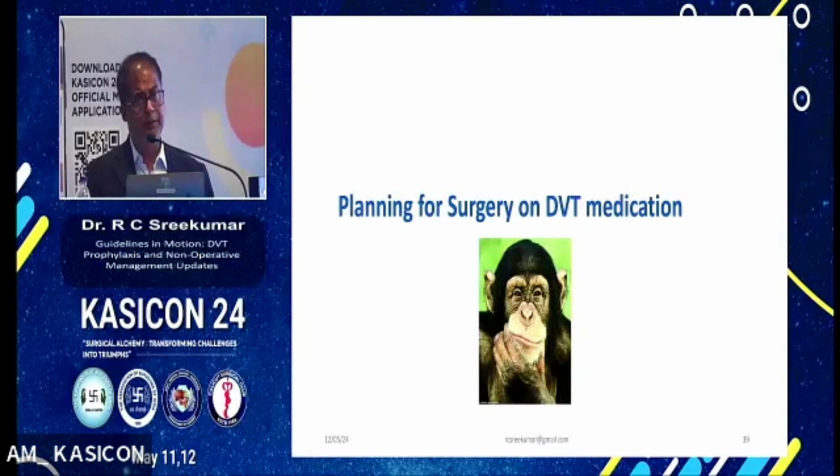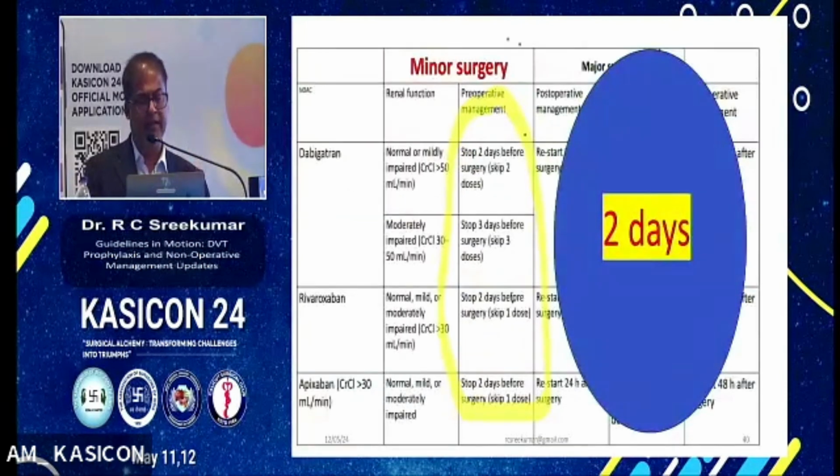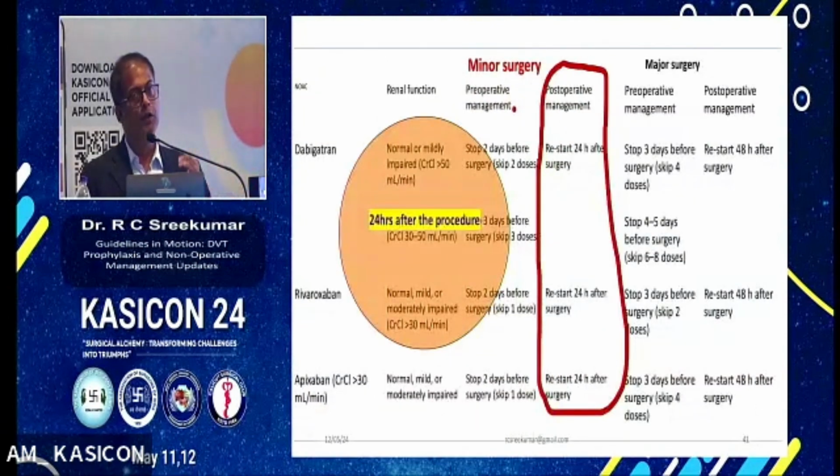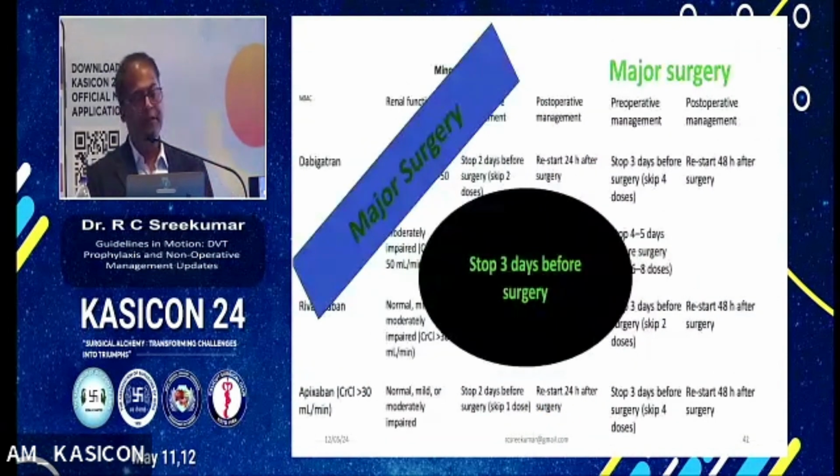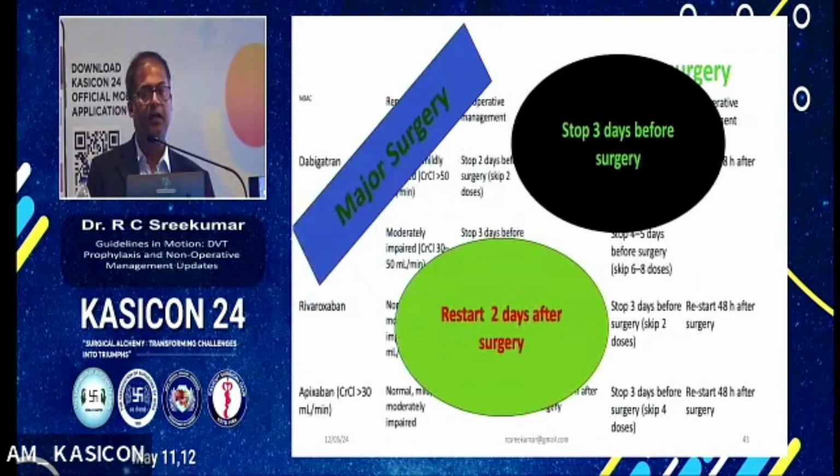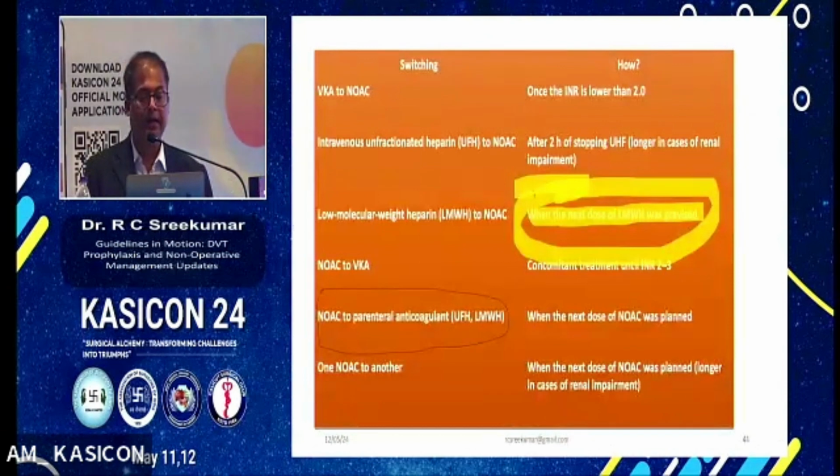If you're planning surgery in DVT patients, for a minor surgery, stop the medicines 2 days prior to the procedure and put the patient on heparin or normal heparin, because heparin has an antidote. We can restart the medicines 24 hours after the procedure. If it's a major procedure, stop 3 days before surgery and restart after 2 days of the procedure. That's a safe way to manage patients on these anticoagulants.